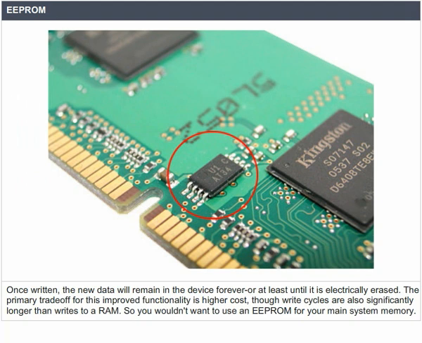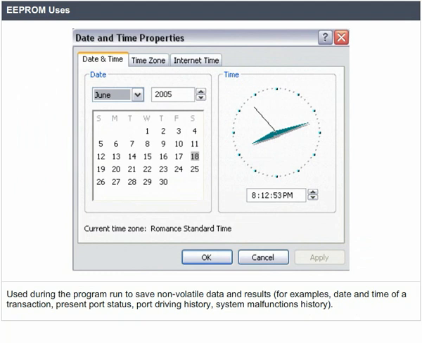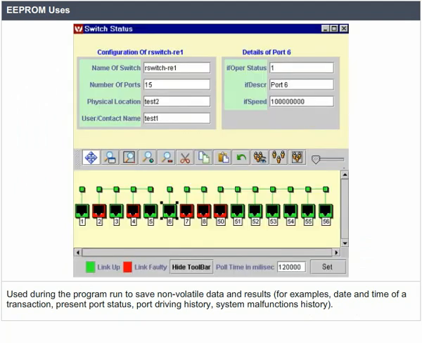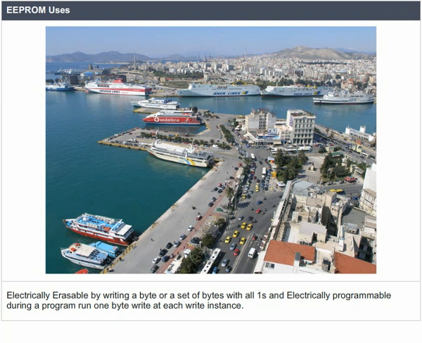Though write cycles are also significantly longer than writes to a RAM. So you wouldn't want to use an EEPROM for your main system memory. EEPROM is used during the program run to save non-volatile data and results. For example, date and time of a transaction, present port status, port driving history, system malfunctions history, etc. Electrically erasable by writing a byte or a set of bytes with all ones, and electrically programmable during a program run, 1 byte at each write instance.